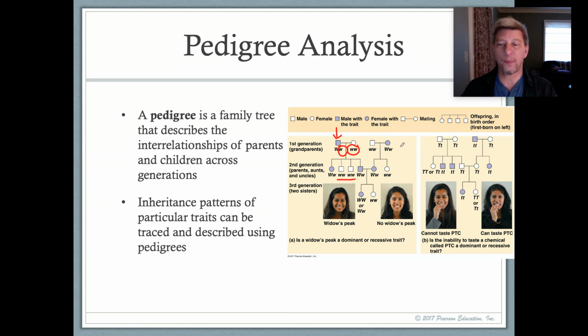Okay, the pedigree itself shows matings, it shows offspring, and then here's another mating, and then the offspring here. The two traits shown here: widow's peak, you can see the little peak in her hair here, whereas her sister does not have that peak. The other one is a taste test. There's a certain chemical called PTC that some people can taste and some people cannot. In the case on the right, it's a recessive trait. The widow's peak is a dominant trait, just for kicks and giggles.